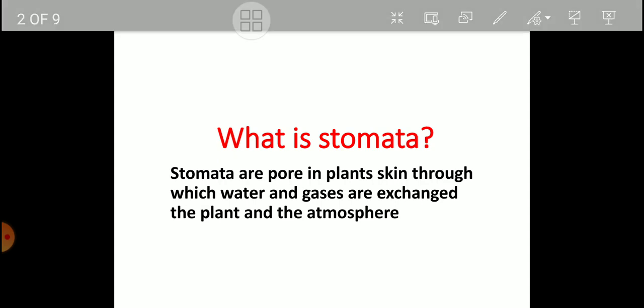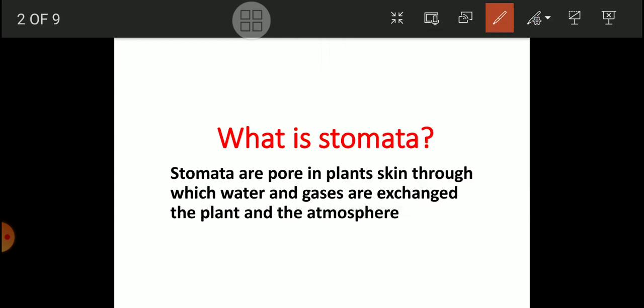So you will have to keep in mind one of the most important points: the exchange of water and gases between the plants and the atmosphere. Where? In the atmosphere. So that is most important. Stomata, in Marathi we call them पर्णरंध्रे. It means actually the holes, pores. And these pores are present in the skin, in the epidermis of the leaf.